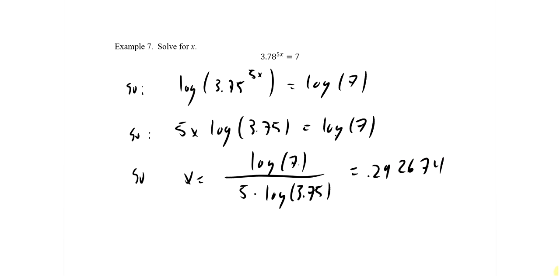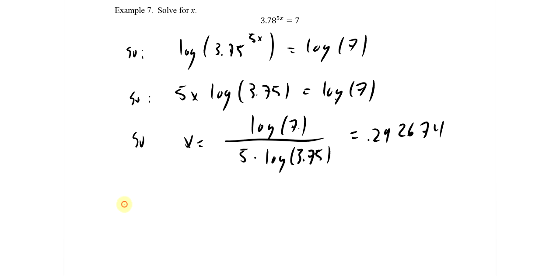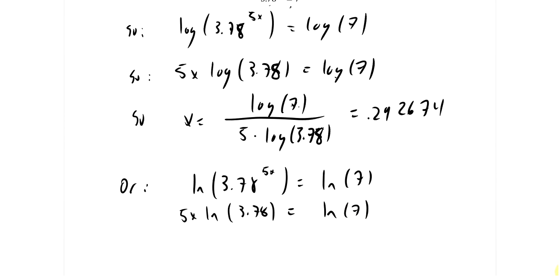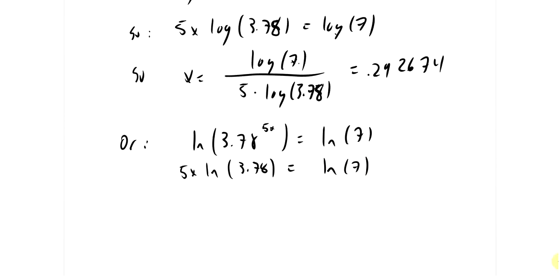Does it matter whether you use log base 10 or log base e? Well, try it out. Take the natural logarithm: 3.78 to the 5x equals the natural logarithm of 7. Remember, it's an equation. You've got to do the same thing to both sides. So if you take log of one side, you've got to take log of the other. Now the 5x, using our laws of logarithms, can come out front. And we get 5x times the natural logarithm of 3.78 equals the natural logarithm of 7.